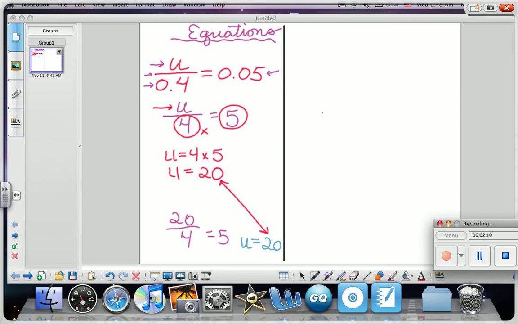Now, we're not finished. U does not equal 20, technically. I'm going to move up here, and I'm going to write what we got. U equals 20. Now, remember, we did have decimals involved here, so we have to go back to that. Since this is a division problem, we add our decimals.